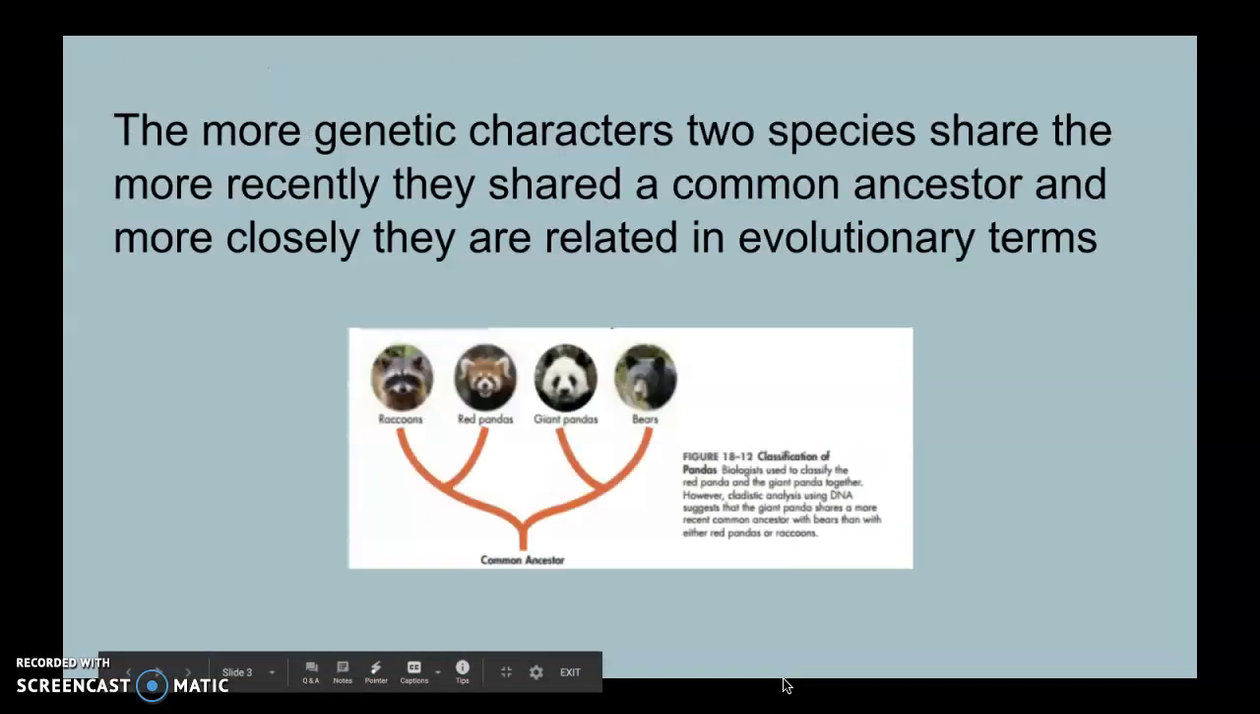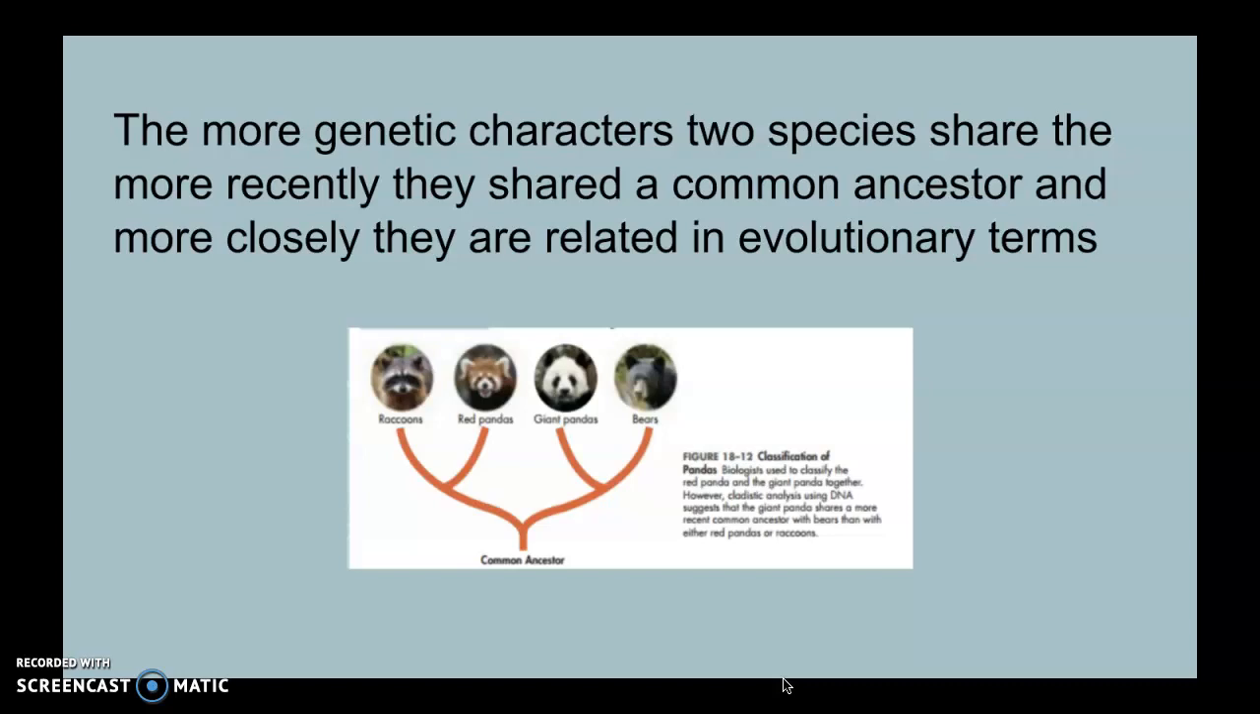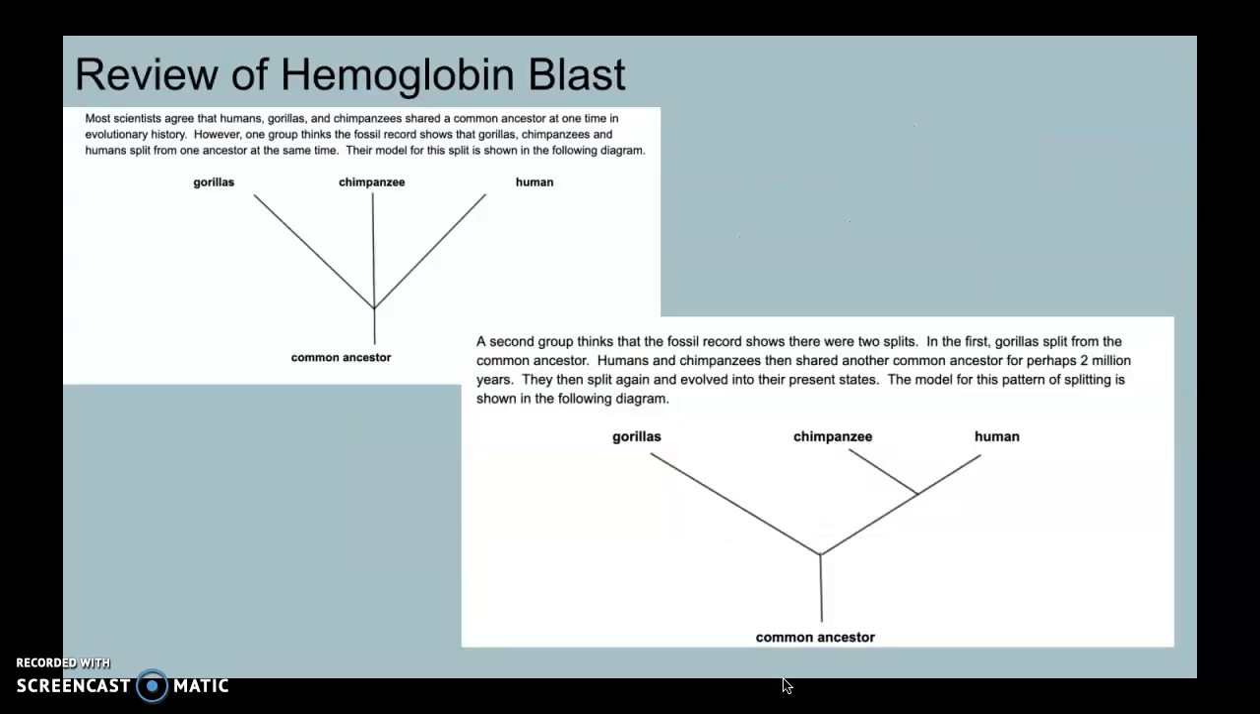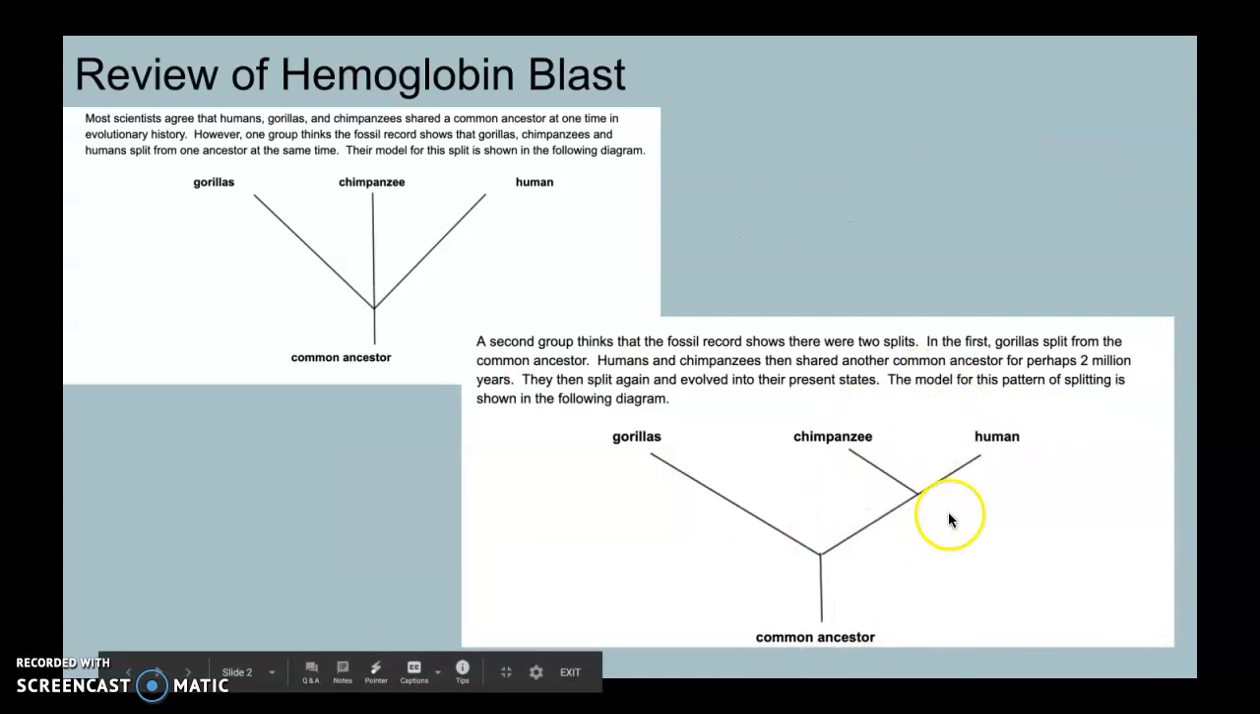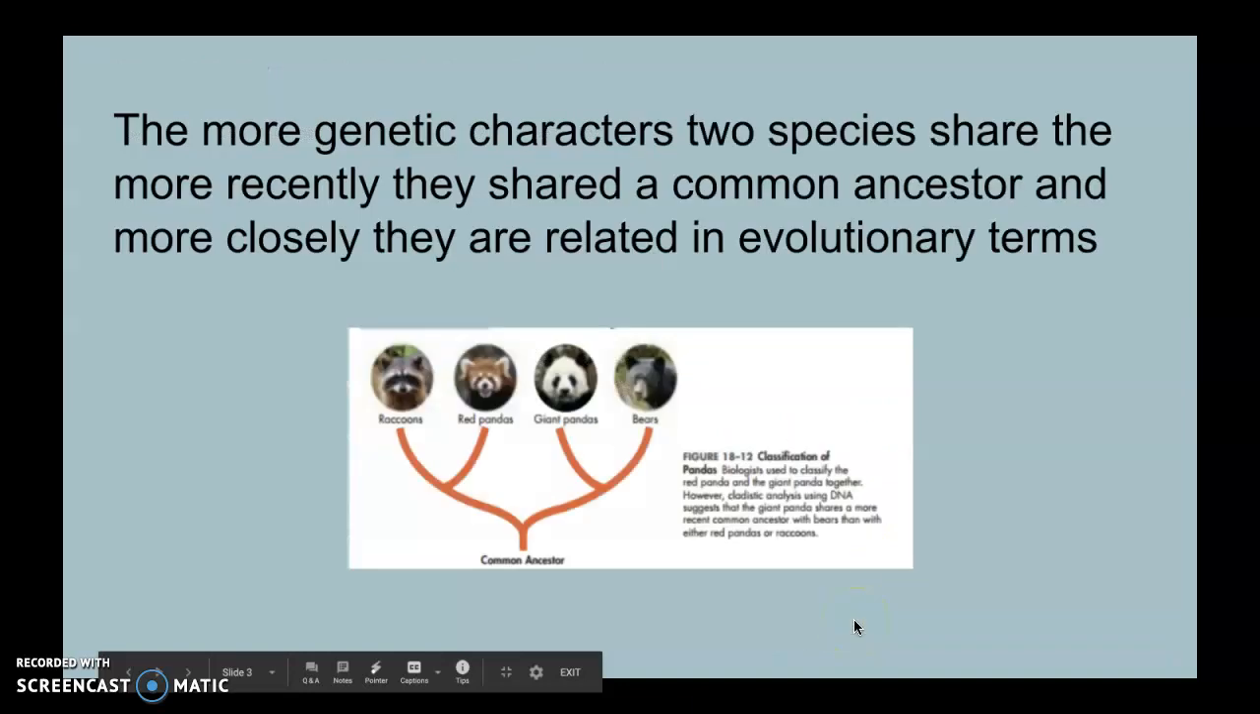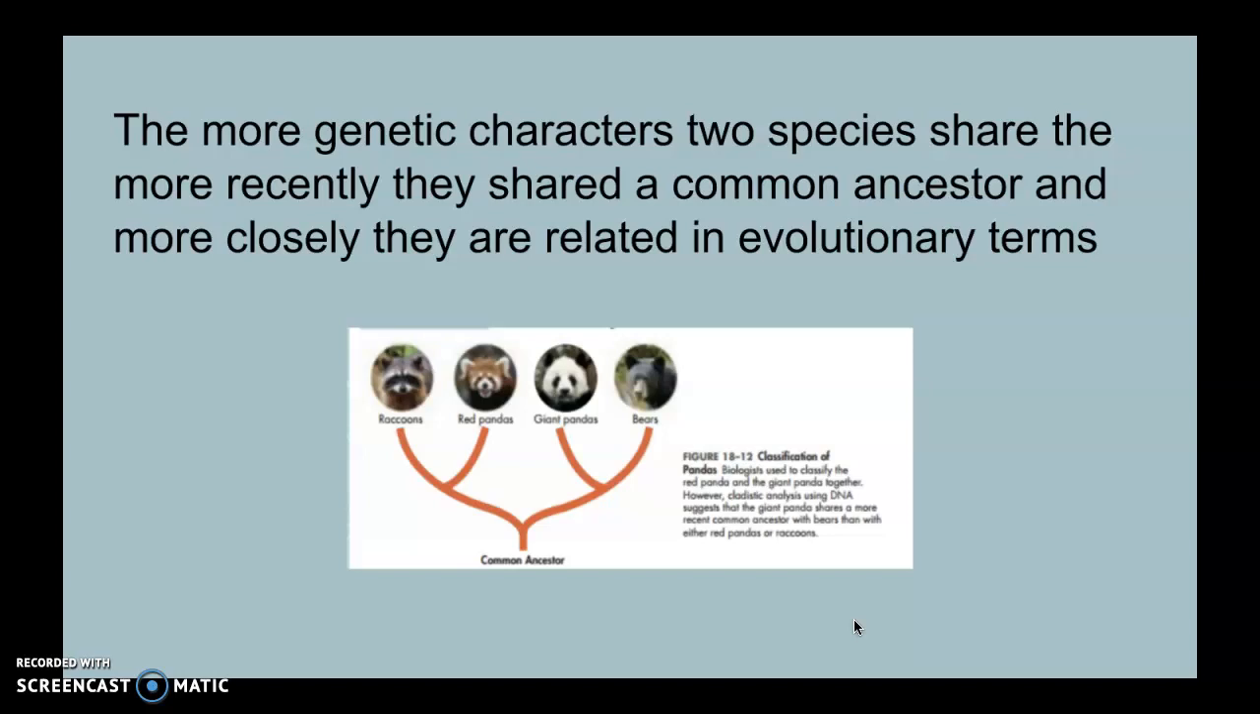So we can see this again with other organisms. The more genetic characteristics two species share, the more recently they actually shared that common ancestor. So when we look back, humans and chimpanzees most recently shared a common ancestor together than they did with gorillas. So they are more closely related in evolutionary terms. Now, that does not mean that we directly evolved from chimpanzees. That was the main point and purpose of that activity. We want to try to nip that misconception. We did not directly evolve from chimpanzees. We have a common ancestor.